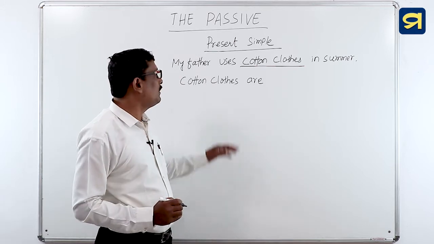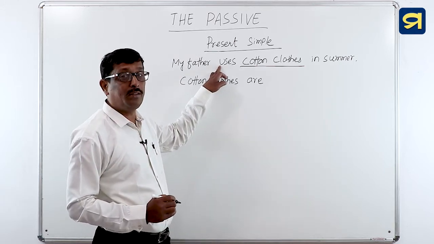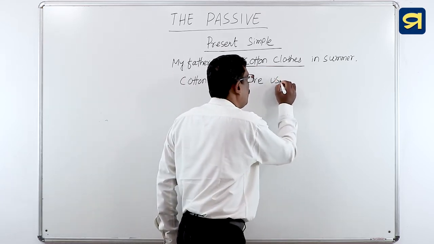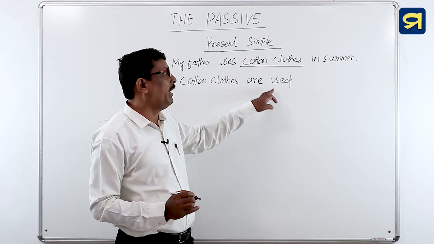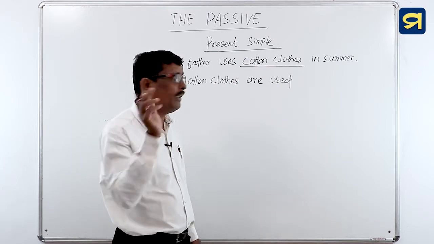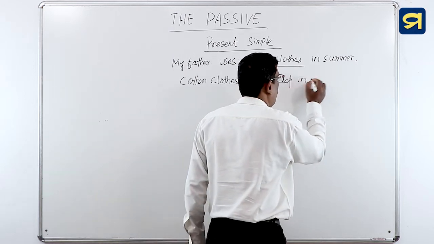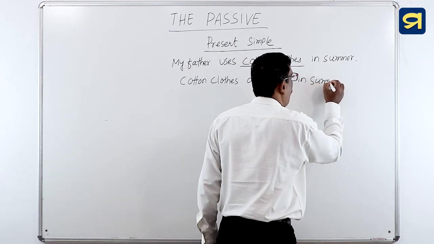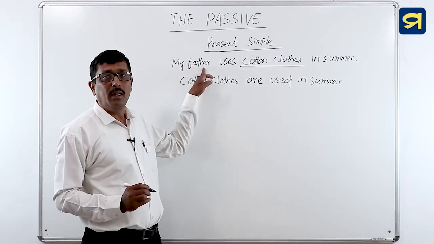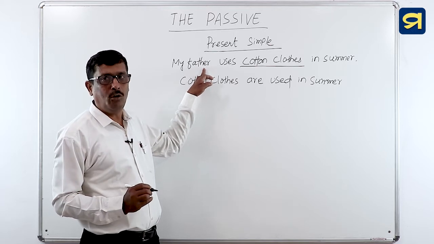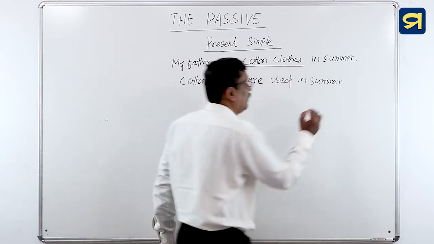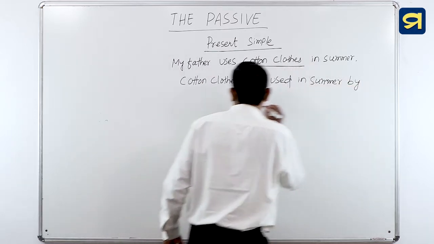Which one is the verb of the sentence? Use. So what is its third form? Very good. Used. And here, used is followed by other words. Which words are the other words of the sentence? Very good. In summer. And you see, my father is the subject of the active voice. Now we will use it as the by agent. So which is the by agent? My father. By my father.